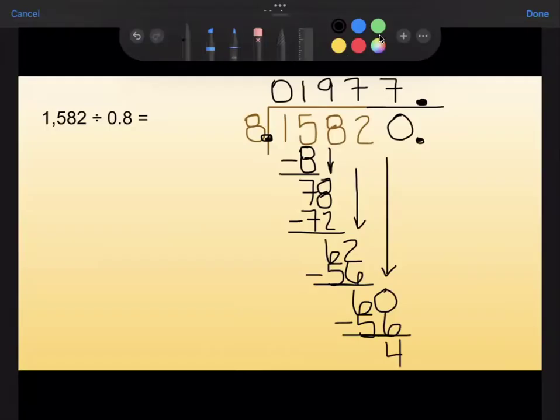So now, although there are no more numbers to bring down, we do have to keep going because we can't have a remainder when we're dividing with decimals. So instead of calling this remainder, I'm going to add a 0 to the remainder and keep dividing. 8 fits into 40 exactly 5 times. So that means when I subtract the 40, I end up with 0. So now that I have no remainder and no more numbers to bring down, I know that I'm finished with the problem. The answer here would be 1977.5.